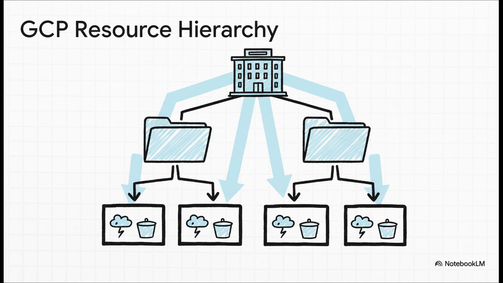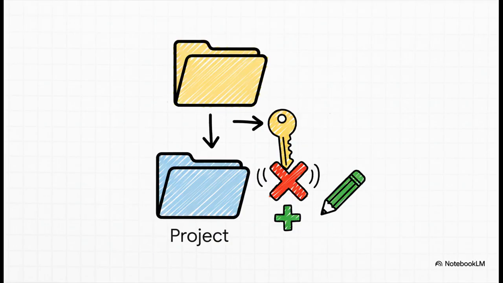And the most important rule here, permissions flow downhill. If you give someone a permission at the folder level, they automatically get it on every single project and resource inside that folder. And this leads us to a rule that you absolutely have to burn into your memory. IAM policies are additive. What that means is if a user inherits a powerful role from a folder above, you cannot take that permission away at a lower level, like inside a project. You can only grant more permissions. Inheritance is a one-way street.